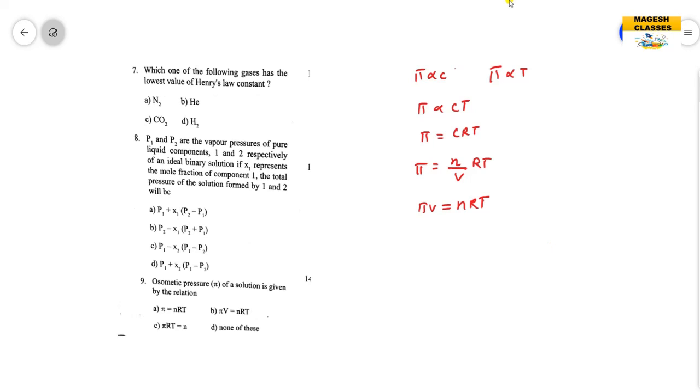Osmotic pressure is directly proportional to concentration and temperature. To remove the proportionality, the constant R is introduced. The concentration is in molarity, so it is n by V. So cross multiplication, pi into V is equal to nRT. Your answer is B.